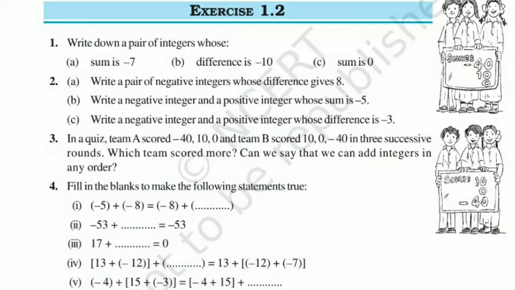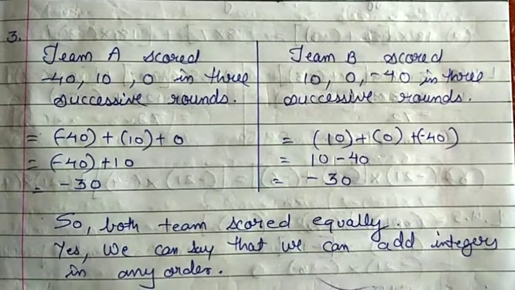The third question says, in a quiz, team A scored minus 40, 10 and 0 and team B scored 10, 0 and minus 40 in 3 successive rounds. Which team scored more? Can we say that we can add integers in any order? Okay, now let us see how to do such kind of sum. So here is the solution.